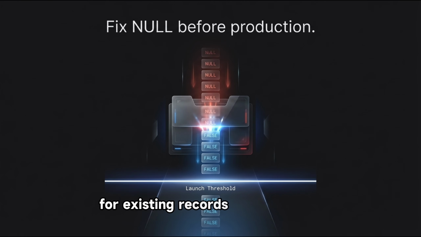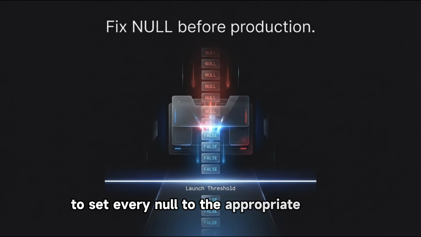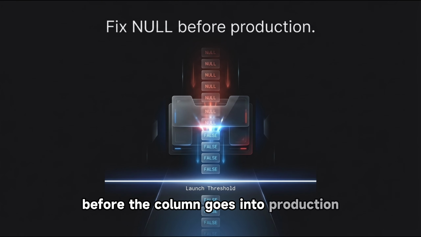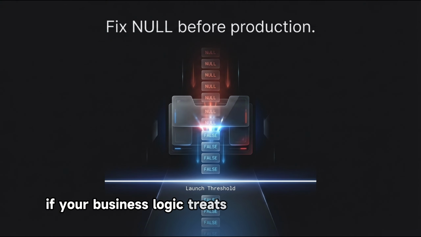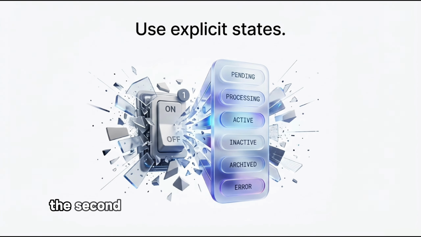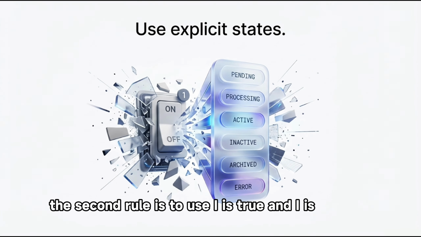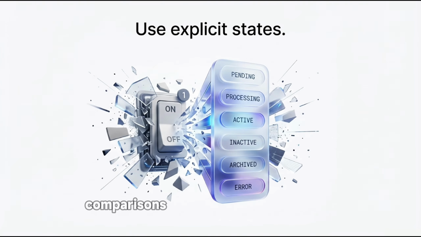For existing records in a migration, run an explicit update to set every null to the appropriate default before the column goes into production. Never allow a boolean column to contain null if your business logic treats it as a two-state value. The second rule is to use IS TRUE and IS NOT TRUE, rather than equals comparisons.